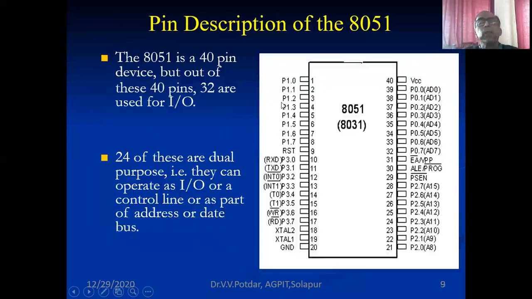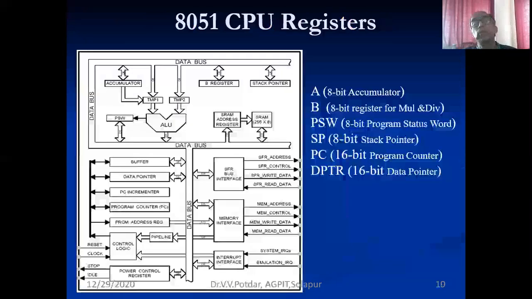And this is the pin diagram. As we discussed, 8051 is a 40-pin device, but out of these 40 pins, 32 are used for input output, right? And 24 of these are dual purpose, that is, they can operate as input output or a control line or as part of address or data bus. Okay, so this is the typical layout of this 8051 microcontroller, pins 1 to 20 and then 21 to 40, right? This is the typical pin out or pin diagram of 8051. So we need to remember this.